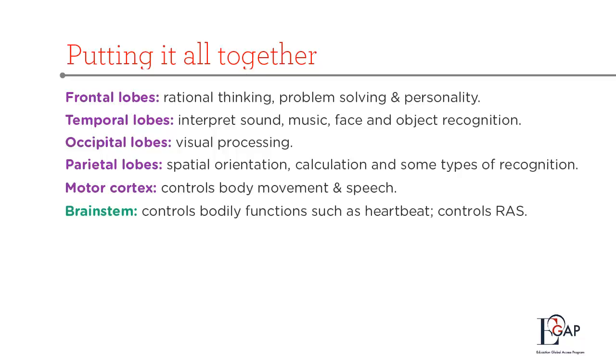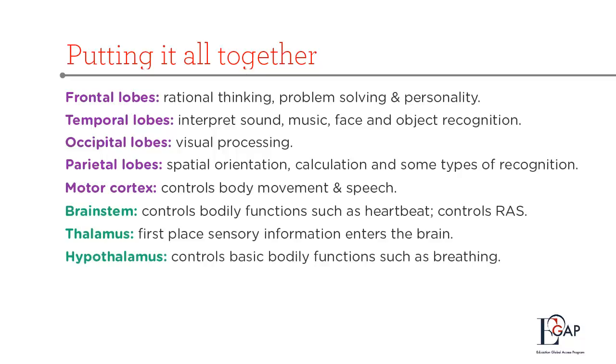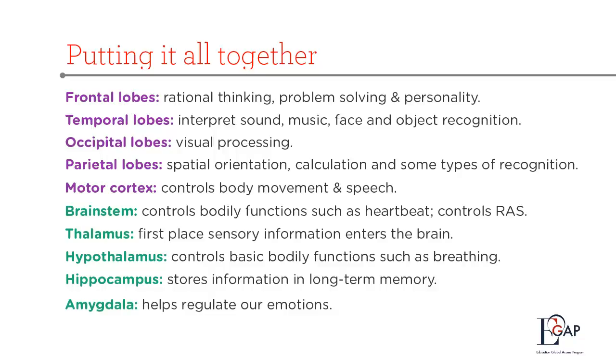The limbic system is made up of 4 parts. The thalamus is the first place sensory information enters the brain. The hypothalamus controls the basic functions of our body, including breathing and sleeping, and makes sure everything is running smoothly. The hippocampus helps us store information in our long-term memory and make meaning out of information. The amygdala helps regulate our emotions.